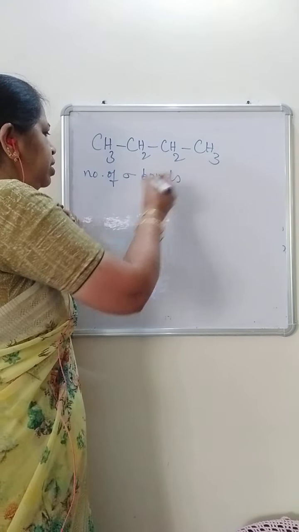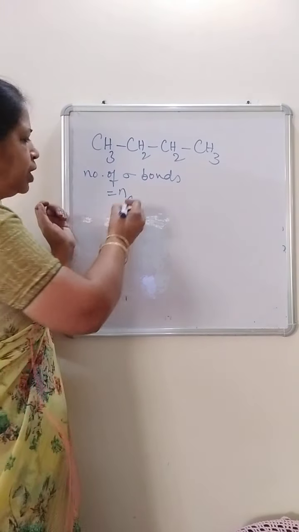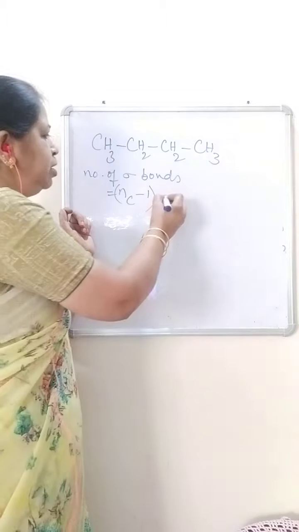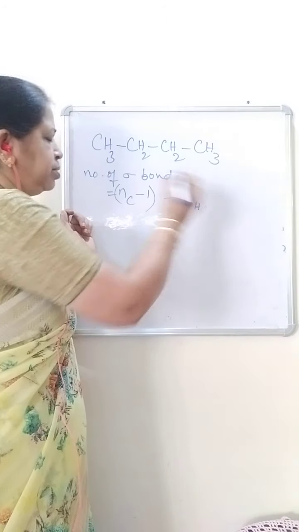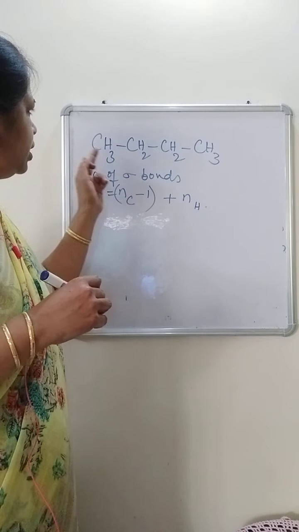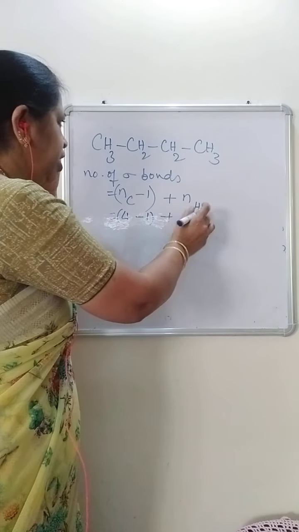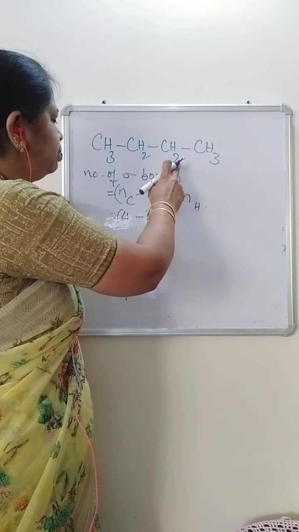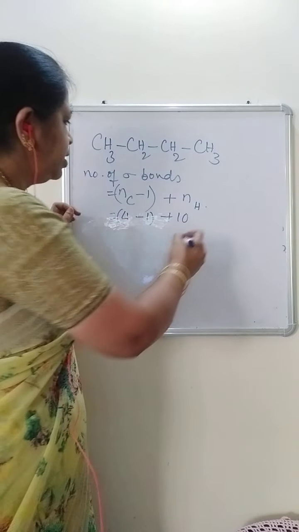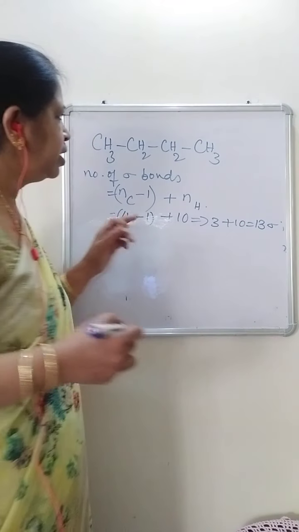The number of sigma bonds can be calculated by using the formula: number of carbon atoms, NC, minus 1, where NC is the number of carbon atoms given in a structure, plus the number of hydrogen atoms. This is a simple formula. In this example, there are 4 carbon atoms, minus 1, plus the number of hydrogens: 3 plus 2 plus 2 plus 3, totally 10. So 4 minus 1 is 3, plus 10 is 13. 13 sigma bonds are present in the given structure.